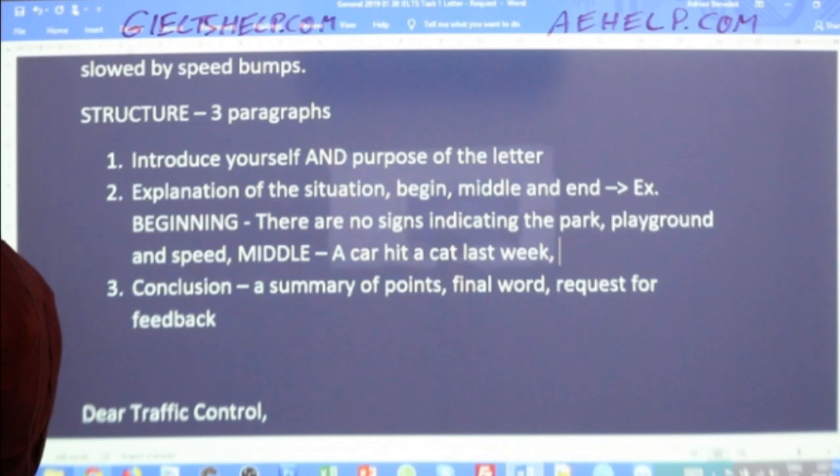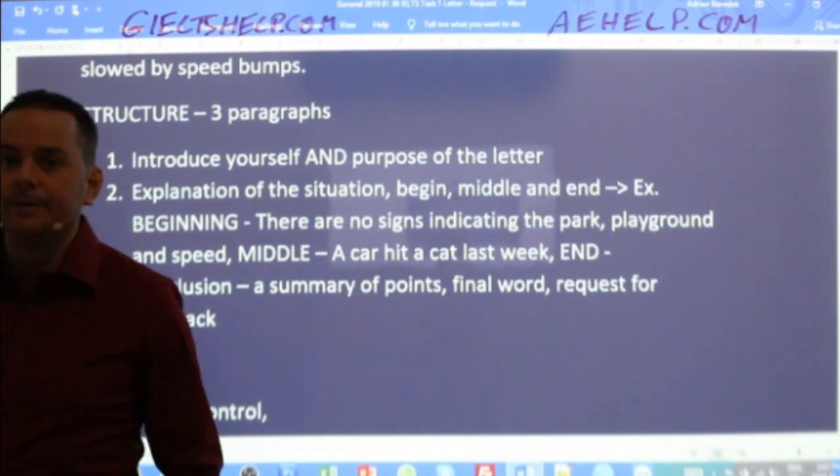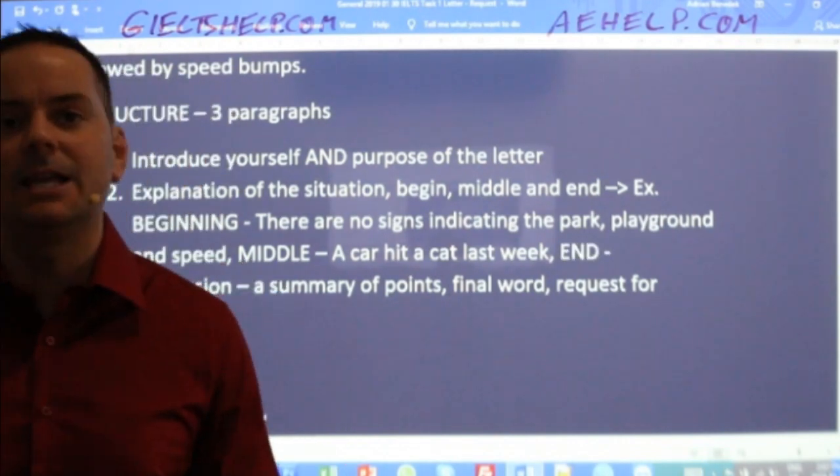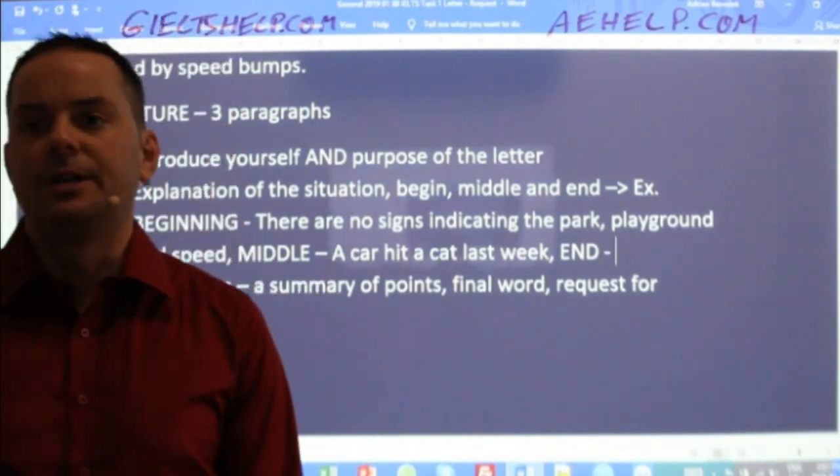Okay, and what's the end of the story? So good, all right? This is what you need to do. Beginning, middle, and end. What's the end of your story?